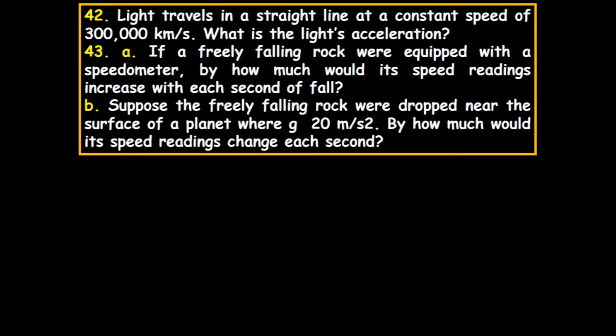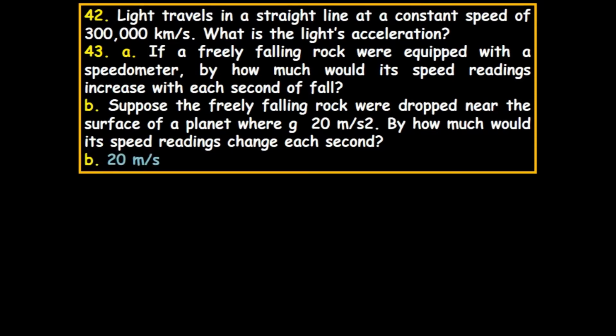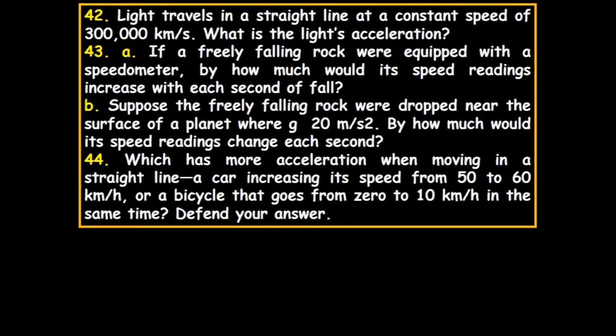Suppose a freely falling rock were dropped near the surface of a planet where g is 20 meters per second squared. By how much would its speed readings change each second? 20 meters per second, because that's the new acceleration. It will fall according to whatever the planet's acceleration due to gravity is. If it was 150, it would fall at 150. It would increase by that much.